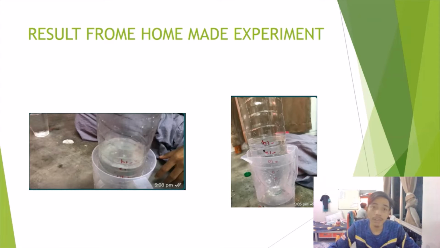Okay, let's see the result from the homemade experiment. Before the atmosphere change, the water in the bottle stays at 12 centimeters, and after the atmosphere changes, with rain or snow, the water in the bottle will increase and go to 14 centimeters.